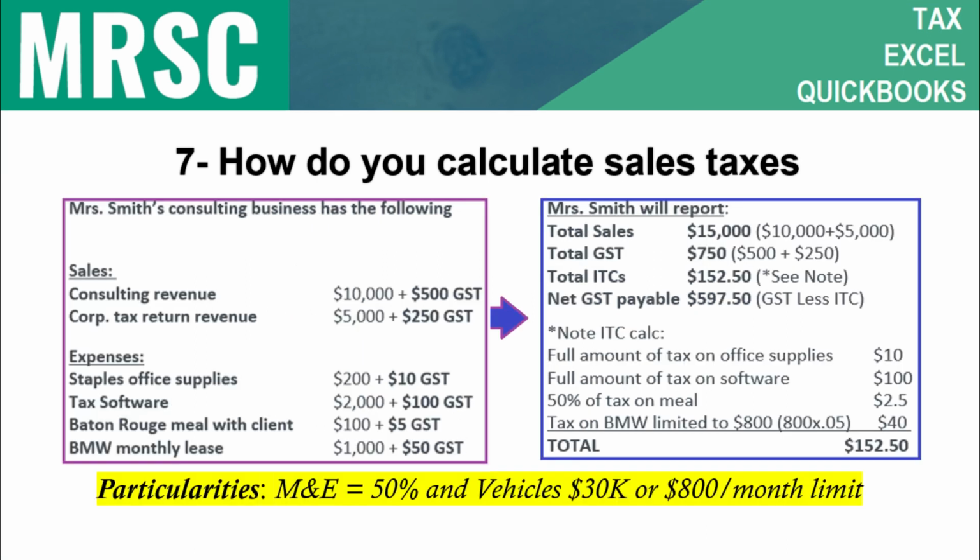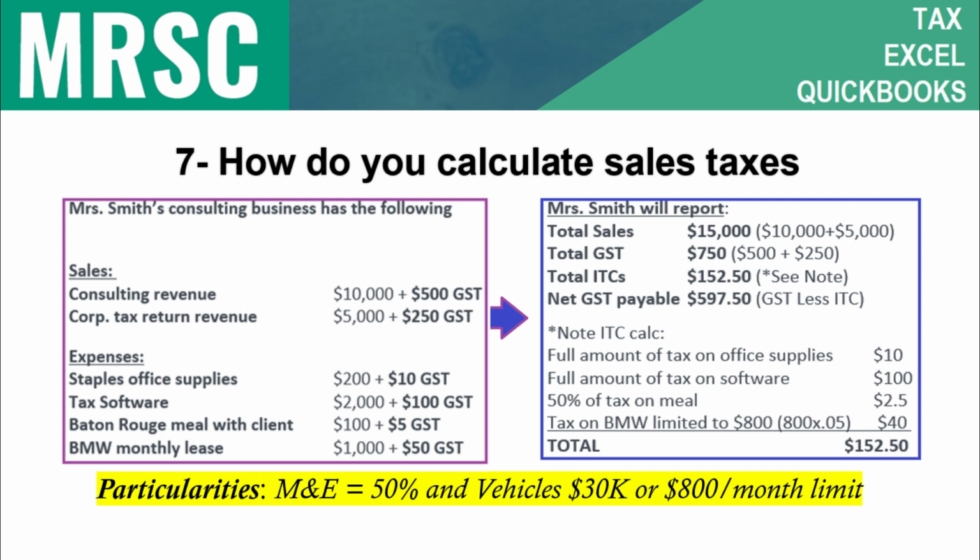Here's our solution. This is showing what amounts and what details Ms. Smith will have to provide to the government, to the CRA. She'll have to let them know what her total sales are. So in this case, it's the sum of the 10K and the 5K. The total GST that she's going to have to pay back to the government is $750, which is the GST that was applied on the two aforementioned amounts of sales. And to that, she can reduce her GST amount by the ITCs, the amount of GST that she paid on her bills from her vendors. So the amount we have calculated is $152.50.